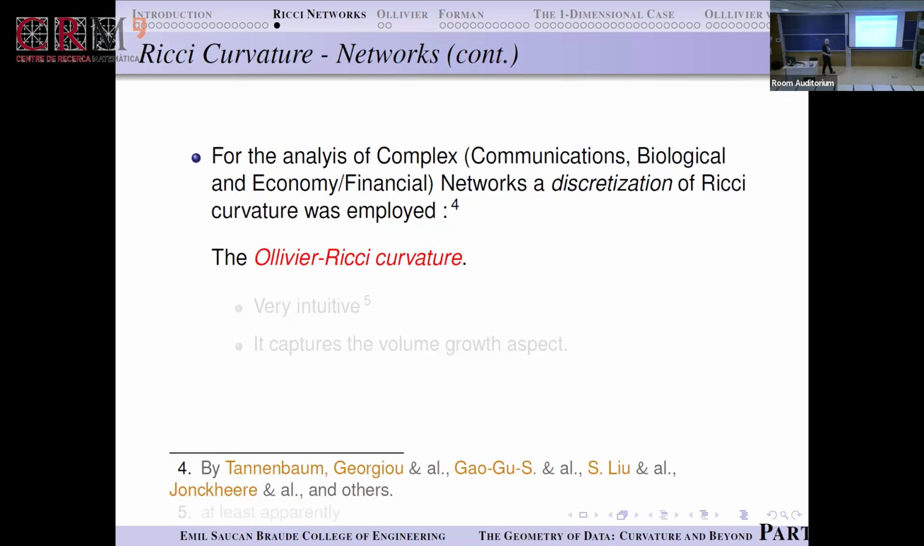It's not the oldest, but I wouldn't dare speak about discrete geometries without mentioning this one, because everybody would expect it. So it's supposedly very intuitive. And if you remember, when we discussed Ricci curvature, it captures two things: growth of volumes and dispersion of geodesics.